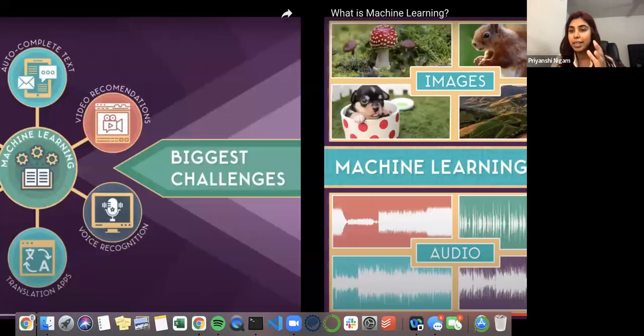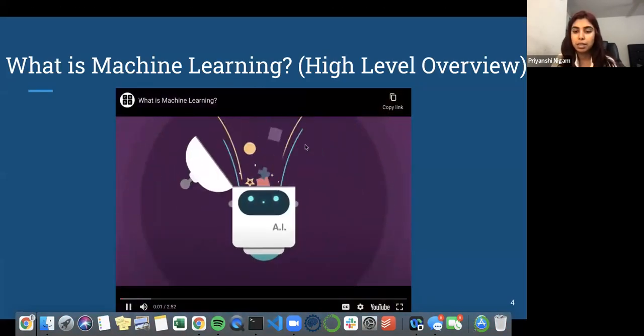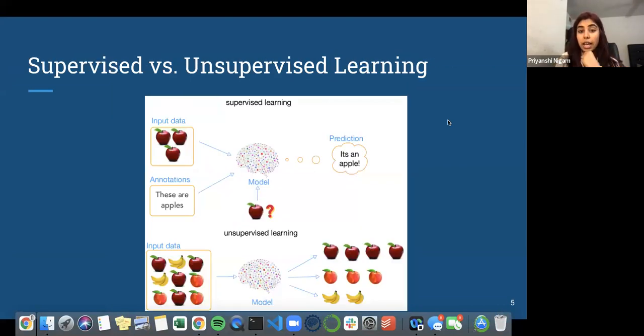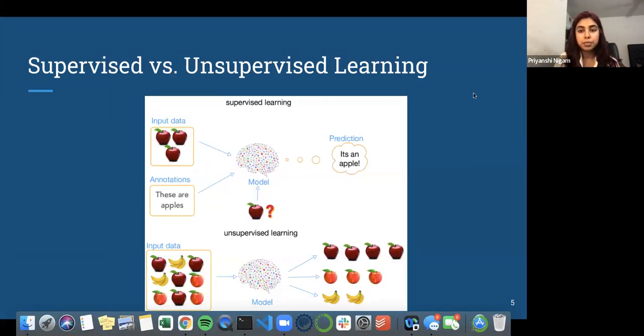Okay, so now that we have a basic overview, let's talk about two different types of machine learning. Supervised machine learning is when you label the data and feed it in, and it uses that to make predictions. For example, let's say I feed in these apples and I annotate them saying that these are apples. When I feed in another apple, it'll be able to use this labeled data to predict that it is an apple indeed. Similarly, if I fed in a bunch of different fruits with labels saying what they were, and then I fed in another fruit, it would be able to tell me, oh, it's one of these or it's none of these. So that's what a model can do when you feed it labeled data.